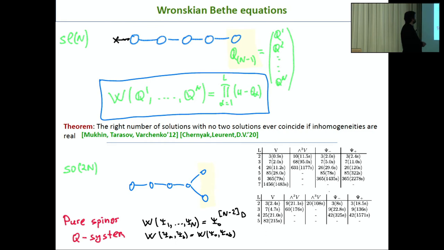Another thing that you can do with all this machinery is reformulate the beta equations and concentrate them in one node of the Dynkin diagram using these big vectors, which are not that big on the ends of the Dynkin diagram. And for instance, you can get to the Wronskian beta equation. Or for the SO2N case, we got some interesting Wronskian type beta equation using pure spinors. We conjecture, by extremely extensive checks, that this always gives the correct number of solutions. And moreover, we can quickly generate thousands of solutions to beta equations using these approaches.